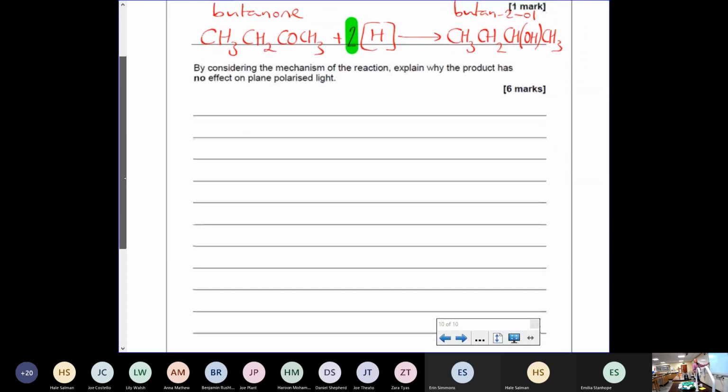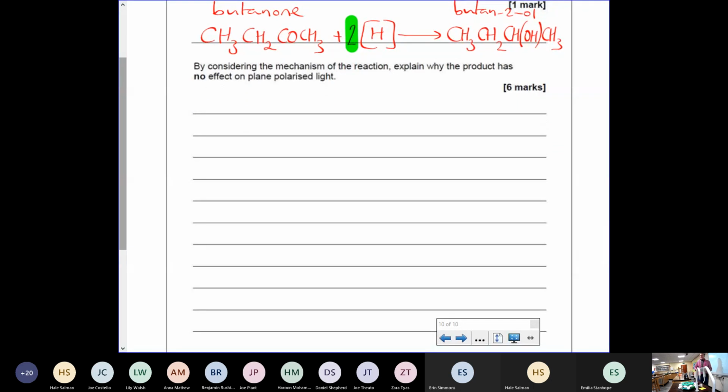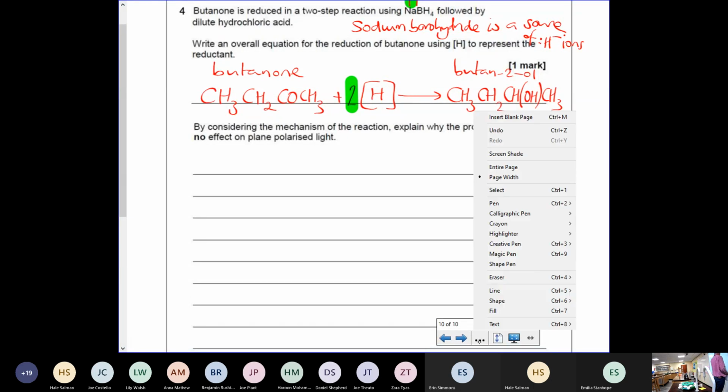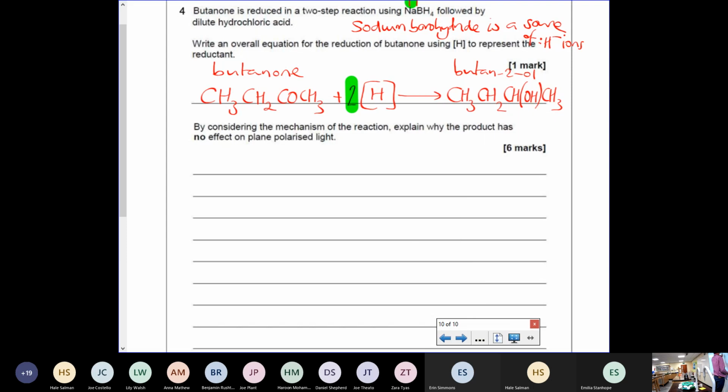So final one, the questions that we all hate as chemists, six mark level of response questions. By considering the mechanism of the reaction, explain why the product has no effect on plane polarized light. Well, if we look at the second carbon in from the right, we'll see that that is in fact a chiral carbon. There's an ethyl group, a methyl group, an H and an OH.